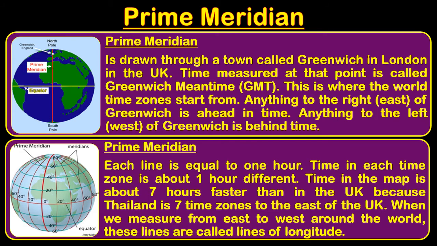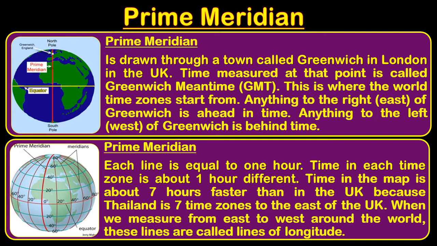Anything to the right or east of Greenwich is ahead in time, and anything to the left or west of Greenwich is behind time. So we have here in the monitor a picture where it shows the prime meridian from the center of the earth down from the North Pole to the South Pole. So the imaginary line between North Pole and South Pole is the equator.